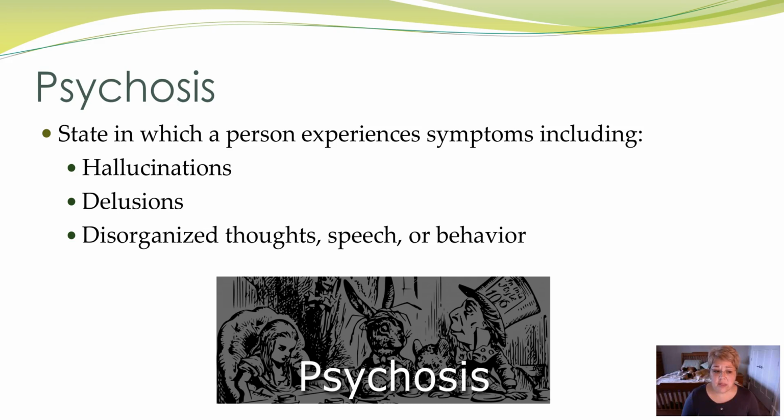The definition of psychosis is a state in which a person experiences symptoms including hallucinations, delusions, and disorganized thoughts, speech, or behavior. So psychosis is a hallmark sign of someone who has schizophrenia. So I want you to know that definition.